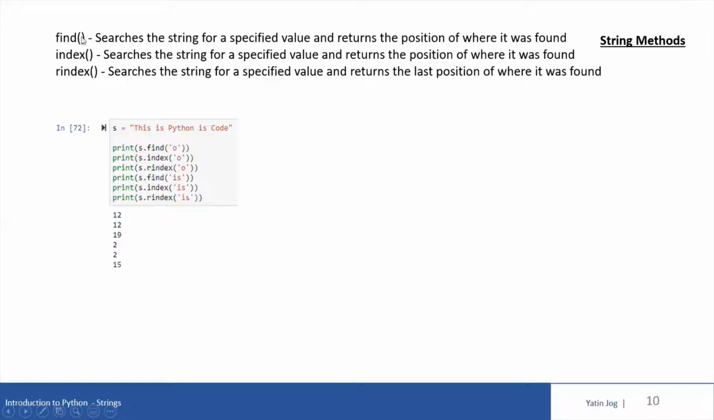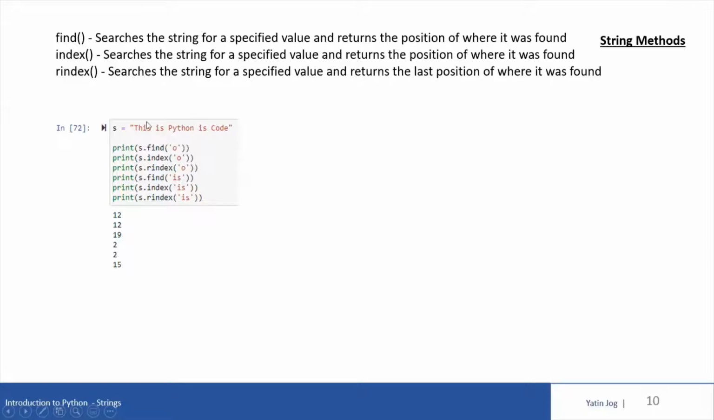Similarly, index is almost the same. Both will give the same output. Index searches the string for a specified value and returns the position of where it was found. So we have two functions giving the same result. And rindex searches the string for a specified value and returns the last position of where it was found. So we'll see what is the difference between normal index and rindex.